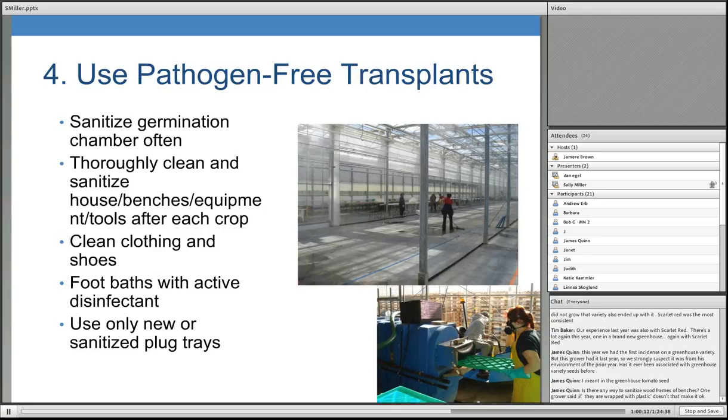The house needs to be thoroughly cleaned and sanitized. That includes the benches, equipment, and tools after every crop. Workers need to have clean clothing, and it's best if they have shoes they only wear in that particular greenhouse. Foot baths should be at the doorways with active disinfectant, and that is a big issue because a lot of times people put disinfectants in the foot baths and then don't think about it again for weeks, and of course it's no longer active. And obviously only use new or sanitized plug trays as well as planting mix.